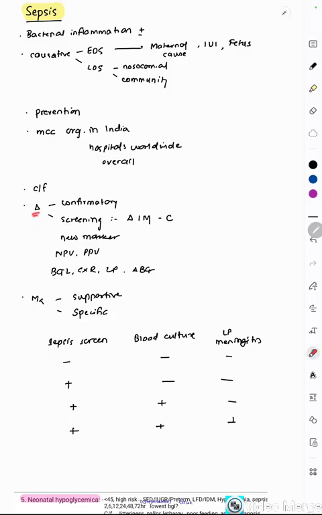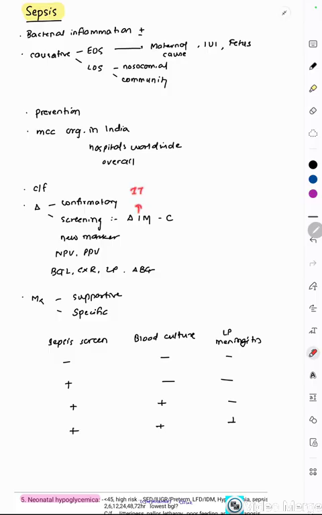The confirmatory diagnosis is done by blood culture, but it takes 2 to 3 days for the blood culture to arrive. Till then, the sepsis screen is done. It consists of 4 criteria: AMC. So A stands for the absolute neutrophil count. If it is less than 1800, then it is suggestive of sepsis.